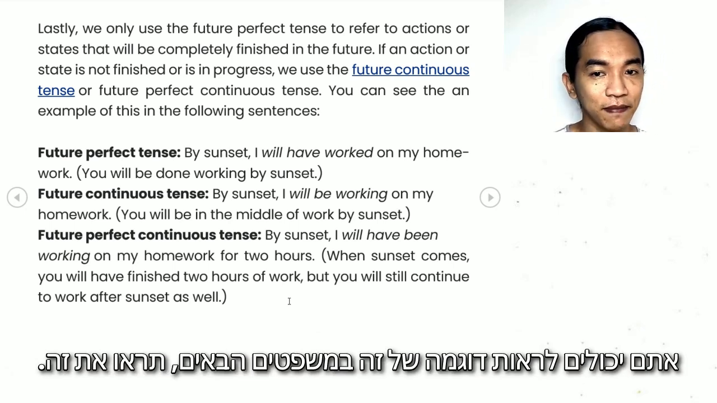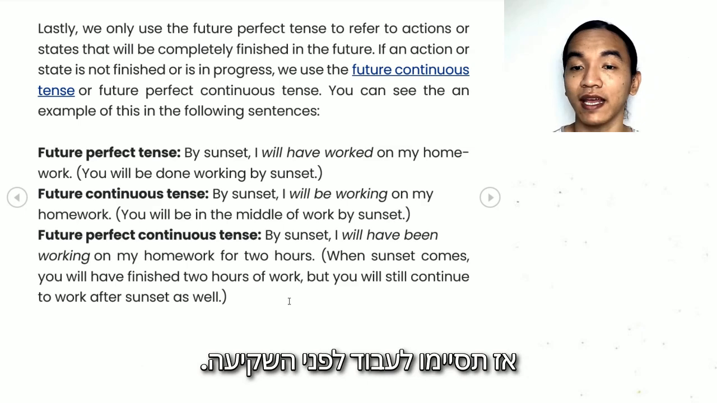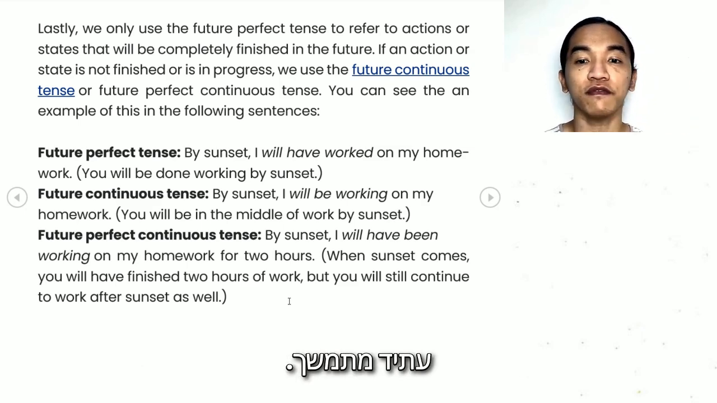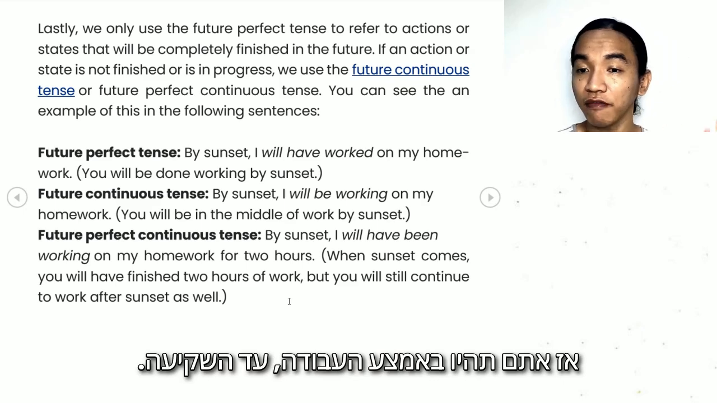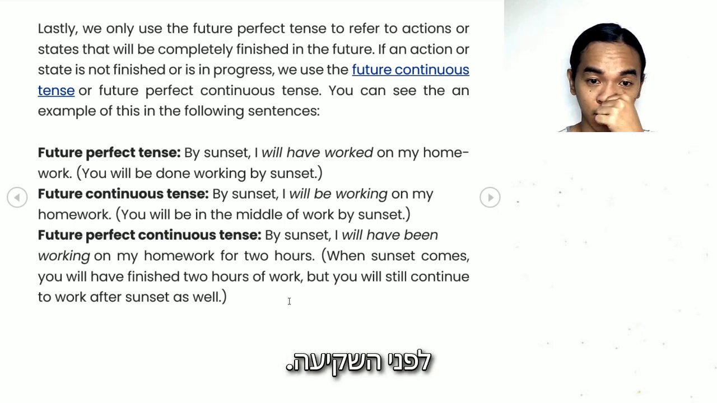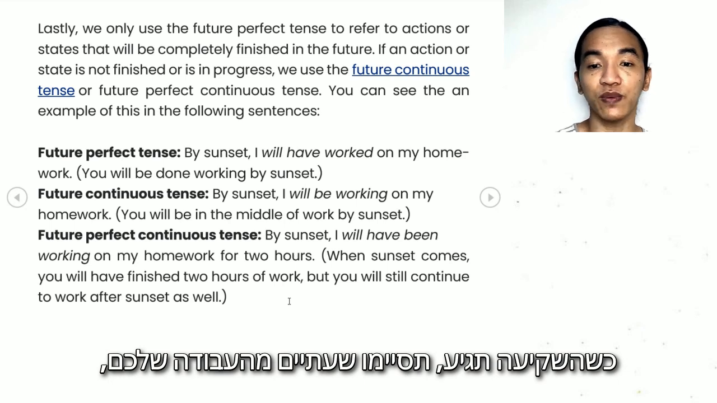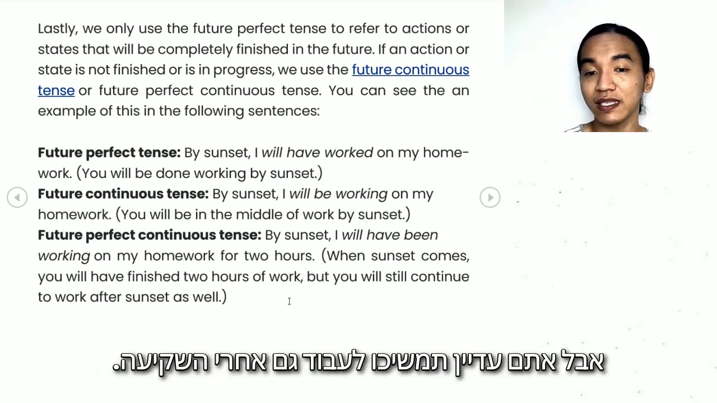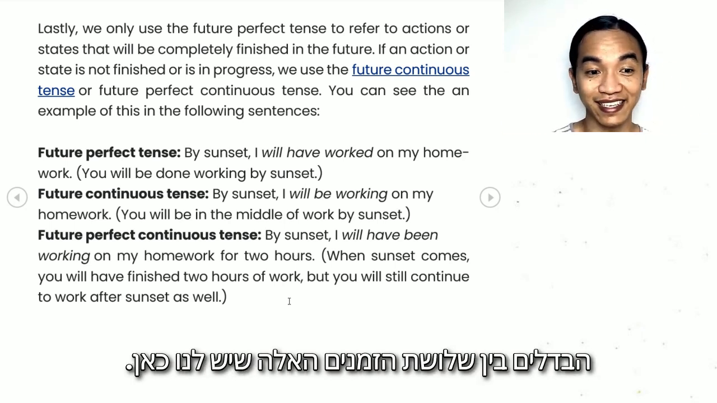You can see that in the following sentences. By sunset, I will have worked on my homework. So you will be done working before the sunset. Future continuous: by sunset, I will be working on my homework. So you will be in the middle of working by sunset. By sunset, I will have been working on my homework for 2 hours. When the sunset comes, you will have finished 2 hours of your work, but you will still continue to work after the sunset as well. So study these examples to see the differences between these three tenses.